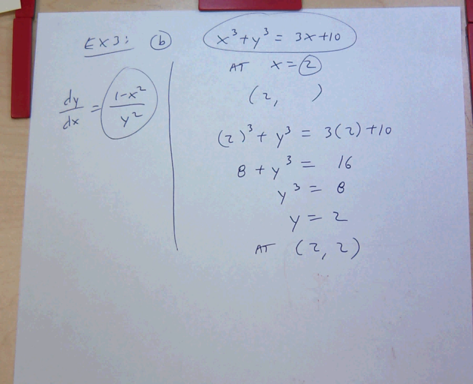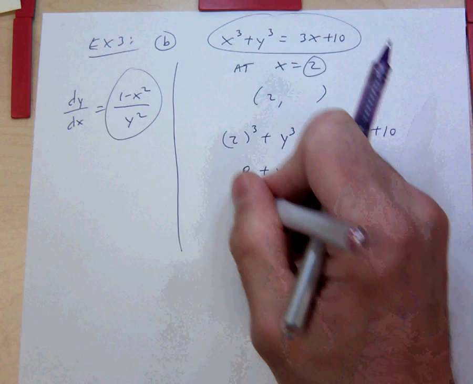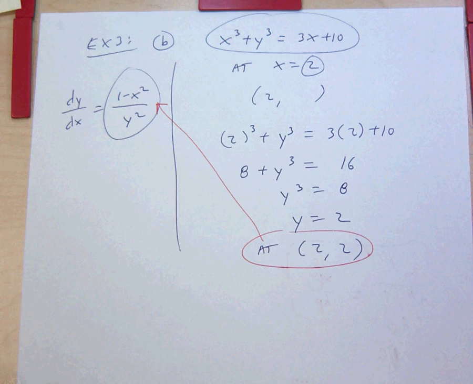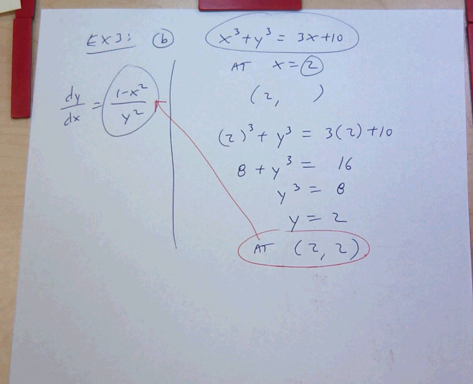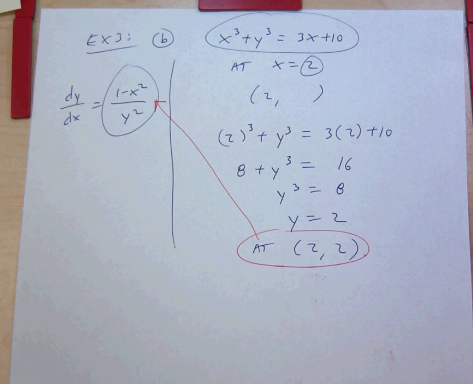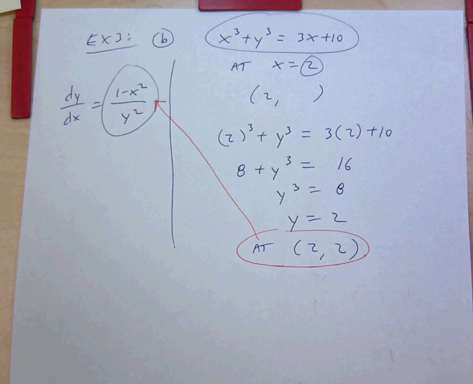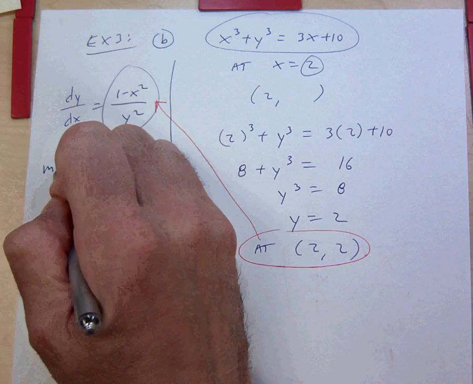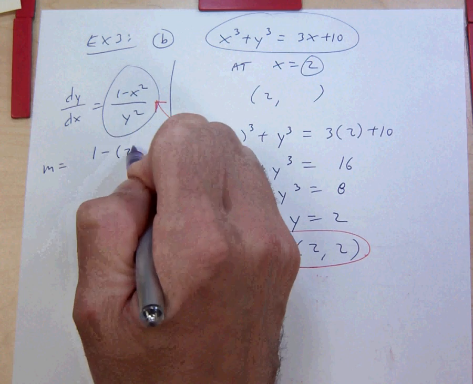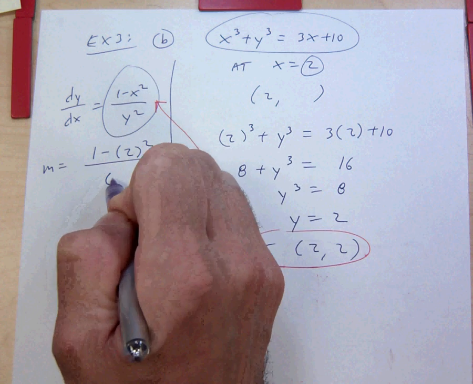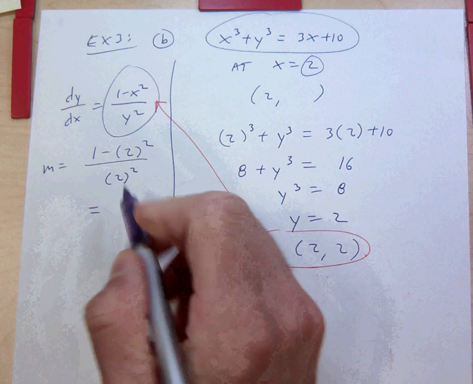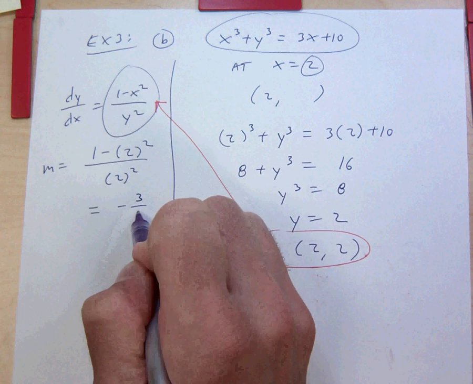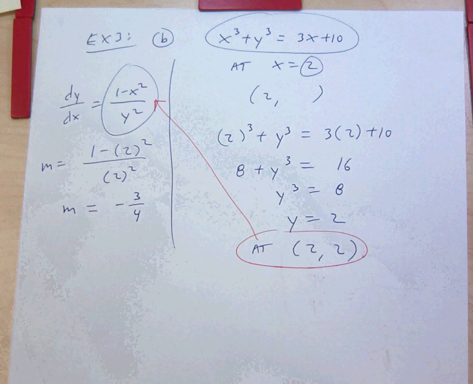All right, so if I take that point now and plug it into there, what will that give me? What will that give me if I plug that point into the derivative equation? It'll give me the slope of the curve or slope of the tangent line at that point. Okay, so plug it in. And what does that give me, guys? Negative 3/4, is that right? Okay.